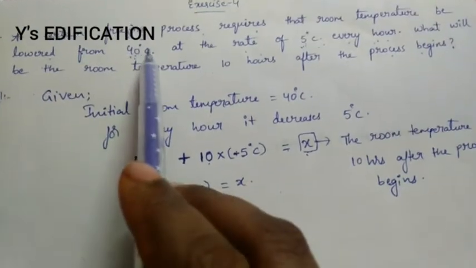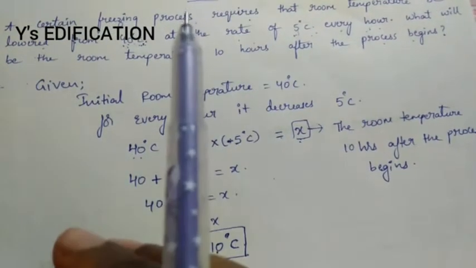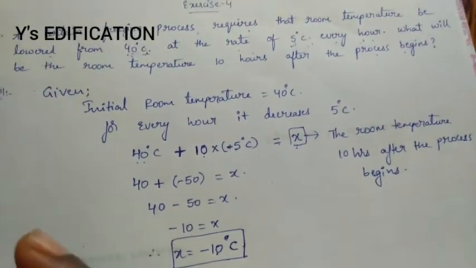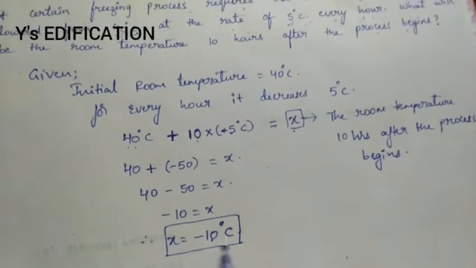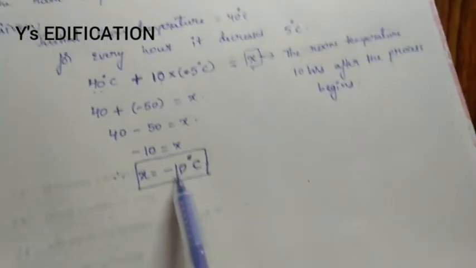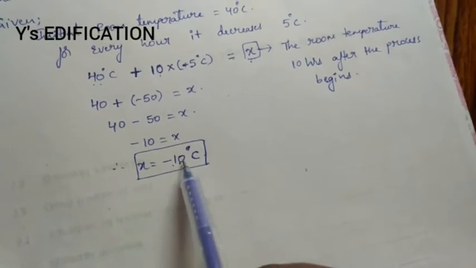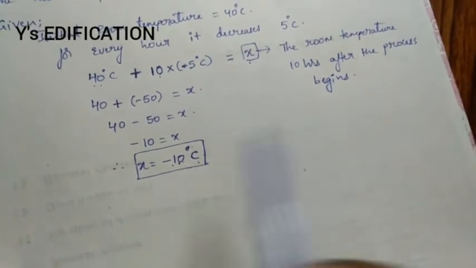So, the initial room temperature is 40 degrees. For every 1 hour, 5 degrees Celsius is decreasing. So, after 10 hours, what will be the room temperature? After 10 hours, the room temperature will be minus 10 degrees Celsius.